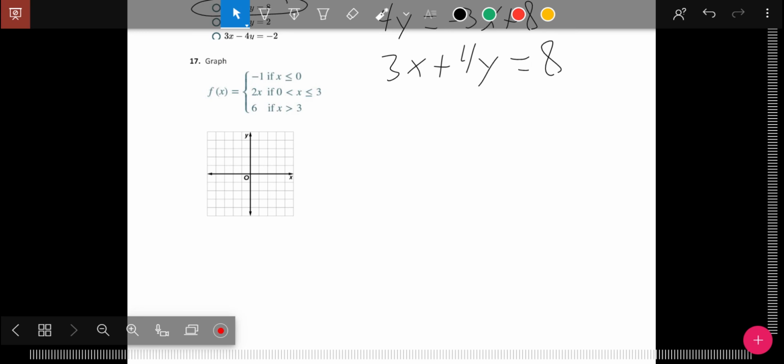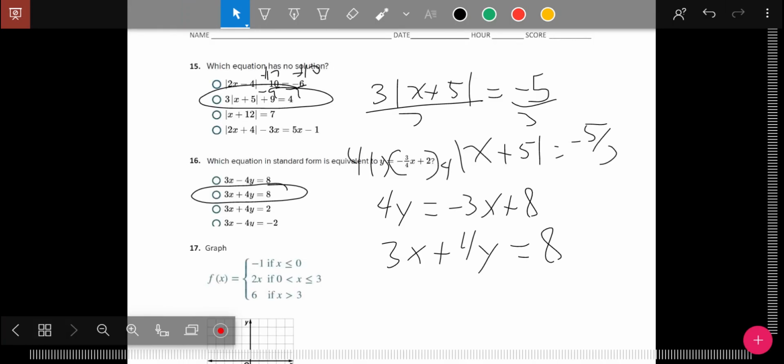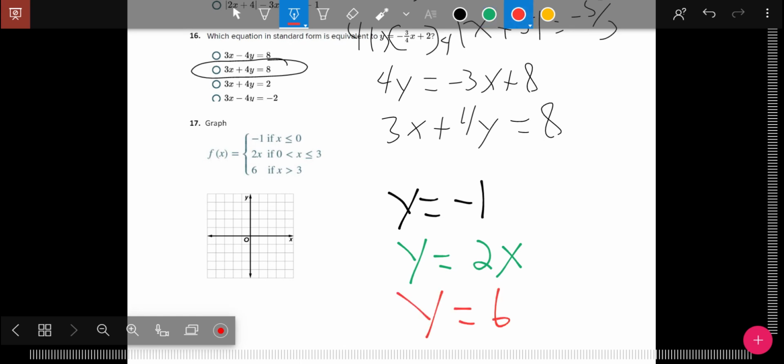17. Remember, you got to treat this like it's 3 problems. You got y equals negative 1, and you got y equals 2x, and you got y equals 6. And so let's graph y equals negative 1, which is this line right here.